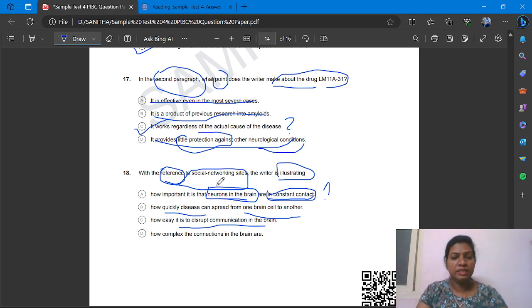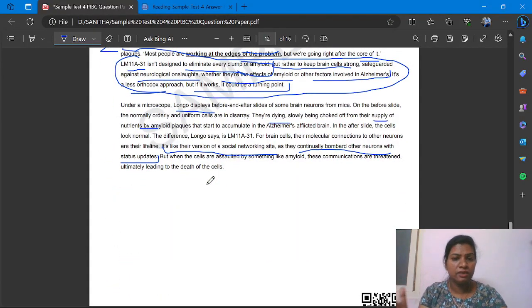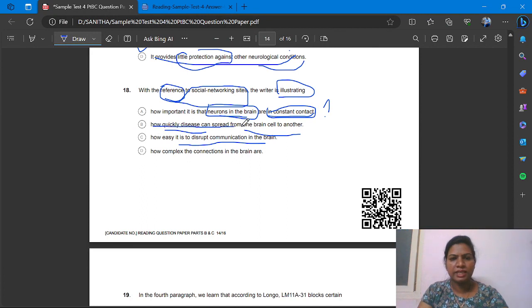Is this option mentioned anywhere? Go to the second paragraph. Is it saying anything about how quickly disease spreads, compared with the social networking site? You can read once more. Normally, orderly neurons are dying slowly, being choked off from their supply, while on the other side the cells look normal. Anywhere it is said? No. Eliminate this option.